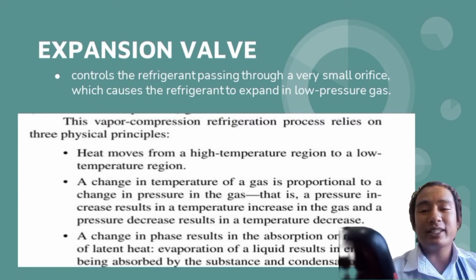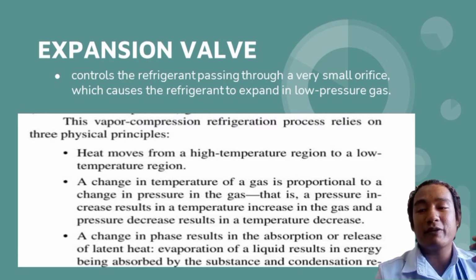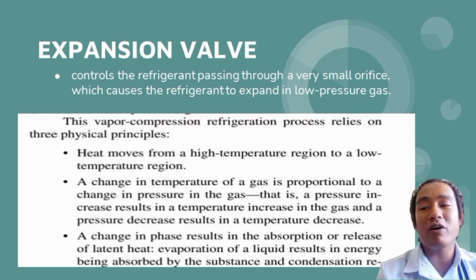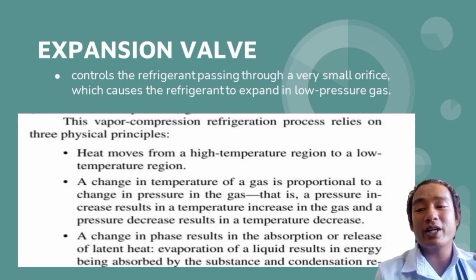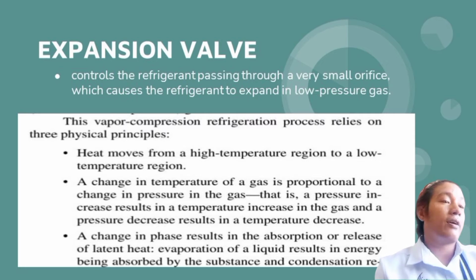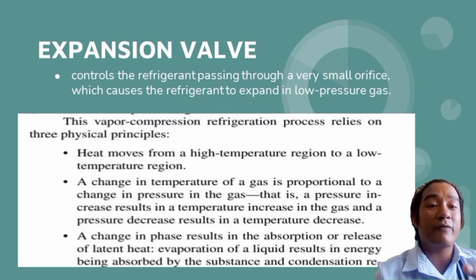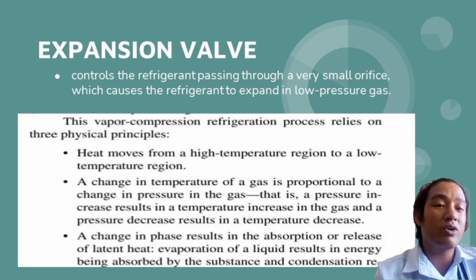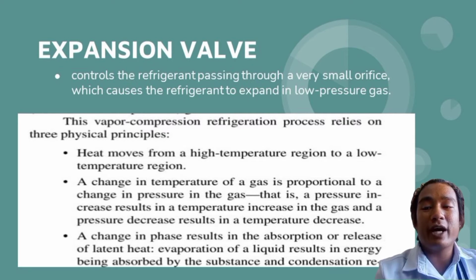Expansion valve. By sensing the temperature of the evaporator, the expansion valve controls liquid refrigerant passing through a small orifice, which causes the refrigerant to expand into a low pressure and thus low temperature gas. This vapor compression refrigeration process relies on three physical principles. First, heat moves from a high temperature region to a low temperature region. The evaporator is considered the high temperature region, then the refrigerant travels to the compressor, and then goes to the high temperature region, which is the condenser.